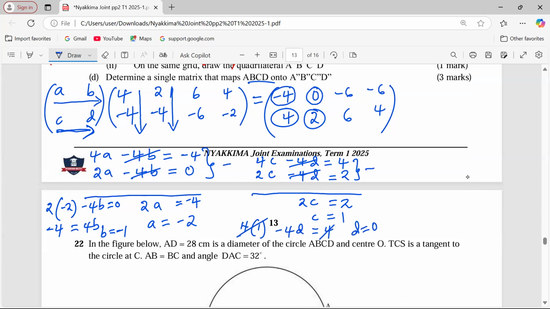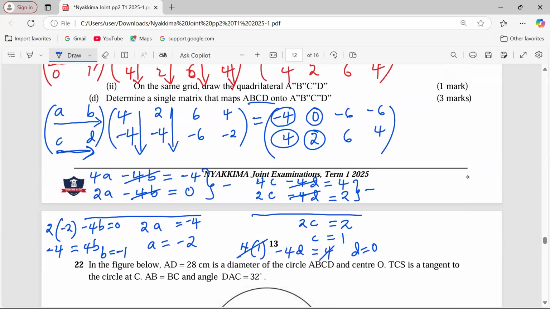Now that we have all the elements, then the matrix can be expressed. The matrix will be A, -2, B, -1, C, 1, and D, 0. So we are having the matrix there of transformation responsible for that mapping.